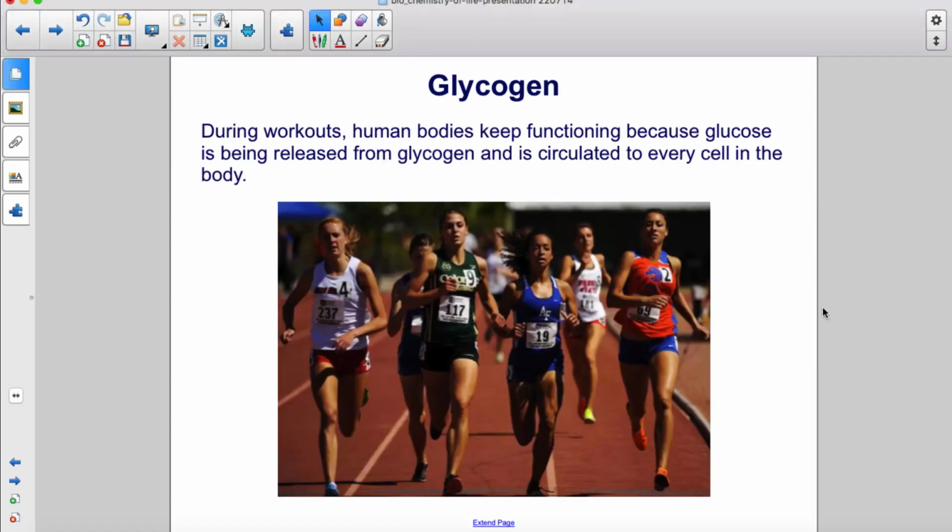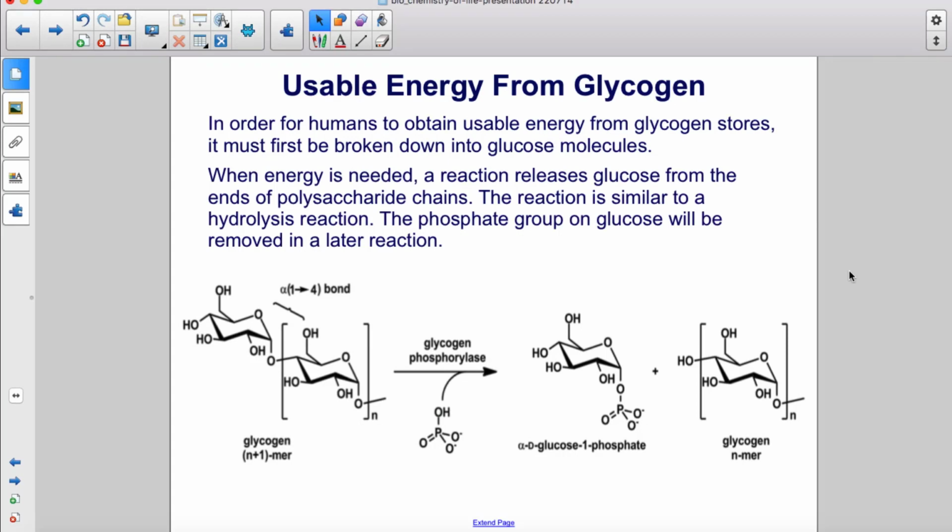During workouts, human bodies keep functioning because glucose is being released from glycogen and is circulated to every cell in the body. In order for humans to obtain usable energy from glycogen stores, it must first be broken down into glucose molecules. When energy is needed, a reaction releases glucose from the ends of polysaccharide chains. The reaction is similar to a hydrolysis reaction. The phosphate group on glucose will be removed in a later reaction.